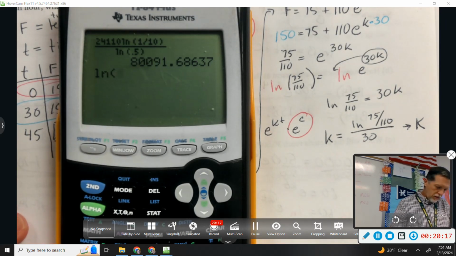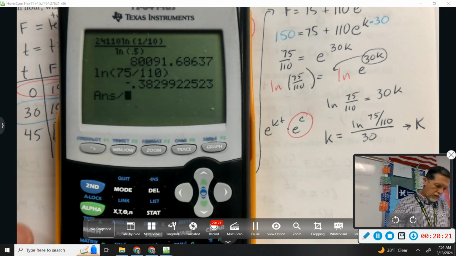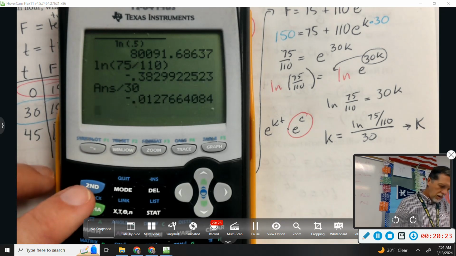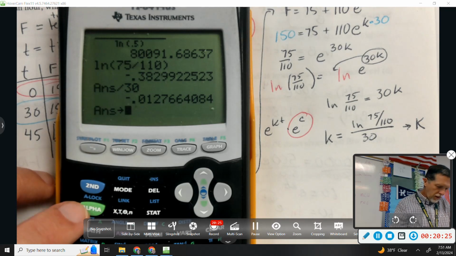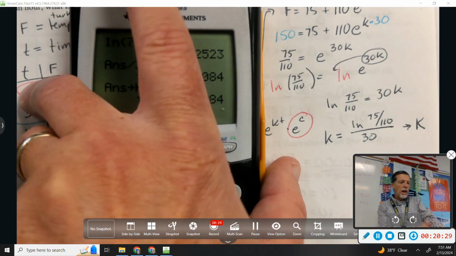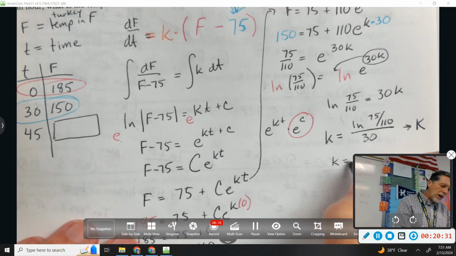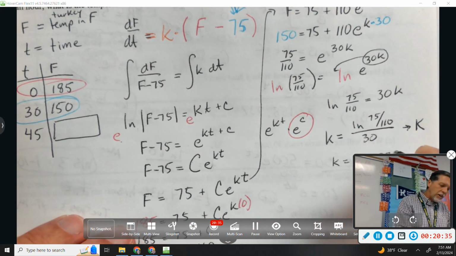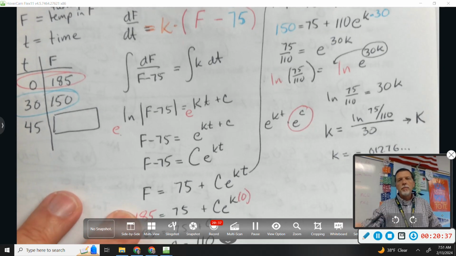Natural log 75 divided by 110 divided by 30. Store that as k, and then I'm done dealing with k. I mean, if you want to write it down, sure, but you don't even need to write it down. If your calculator knows it, then you're good.